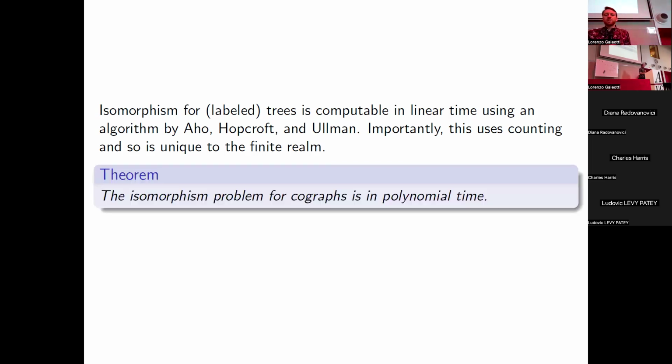And so that means that the isomorphism problem for cographs is polynomial time, because first you find the tree decomposition of the graph, you find the tree decomposition of the other graph, and then you ask, are those the same two tree decompositions? And then you can decide that in linear time. So you've decided if they're isomorphic or not.